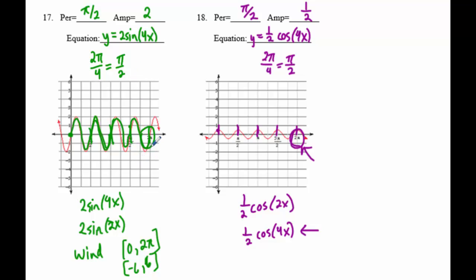You said the amplitude is 1/2? Okay. Because it only goes up to 1/2 and down to 1/2. And it's the number in front of sine or cosine.